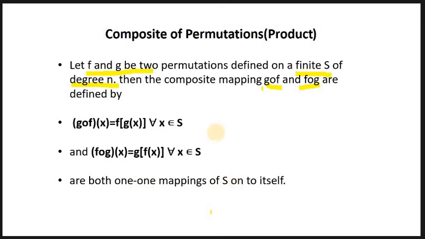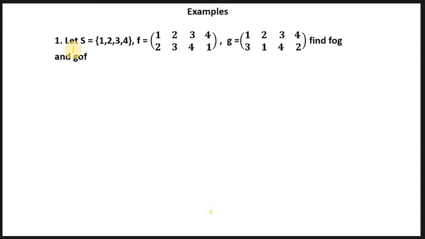Now let us work out a problem based on this. Let the set S be equal to {1, 2, 3, 4}, and the permutation f is defined as 1, 2, 3, 4 over 2, 3, 4, 1, and permutation g is defined as 1, 2, 3, 4 over 3, 1, 4, 2. Then find f of g and g of f. So to find f of g and g of f, I'll consider both simultaneously. Let us calculate from the first element.